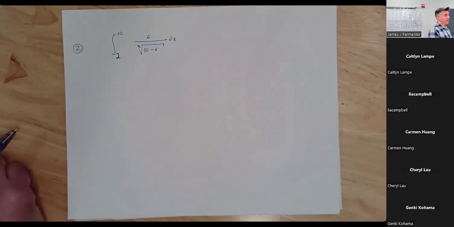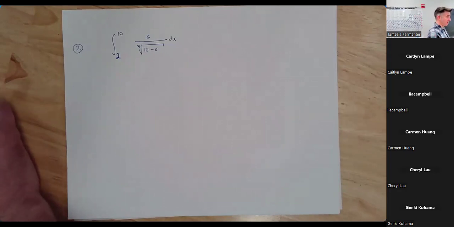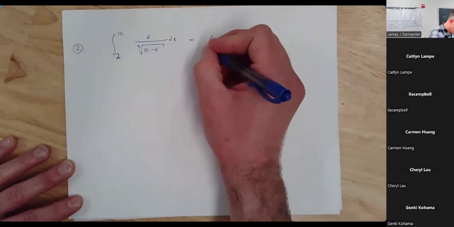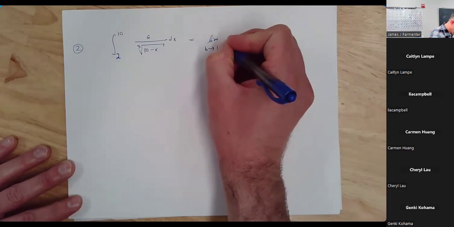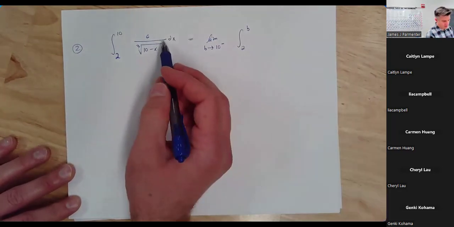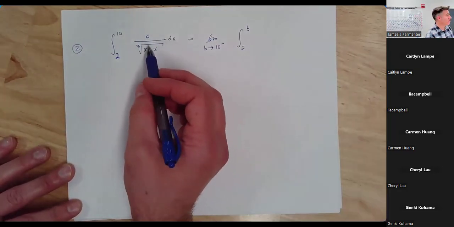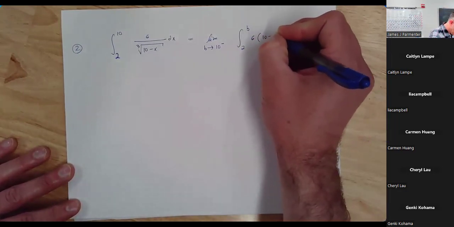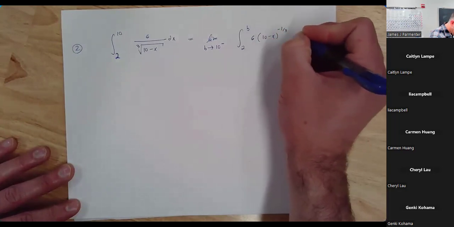As I mentioned before, you can only deal with one problem at a time. So if someone gave you something really unfortunate where you had two different places where the denominator was 0, you'd have to break it up at both those places. It's kind of terrible. So usually you're not going to see something quite so terrible. So here we're going to rewrite this as the limit as b approaches 10 from the left of the integral from 2 to b. And I might as well rewrite my integrand in a way that's easier to anti-differentiate. So I'm going to think of this as 6 times 10 minus x to the negative 1/3.